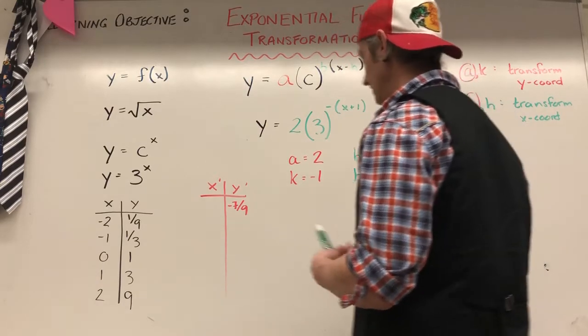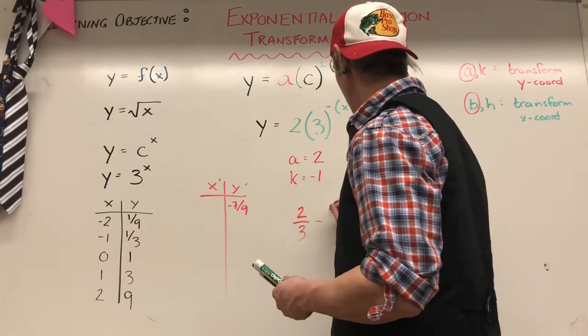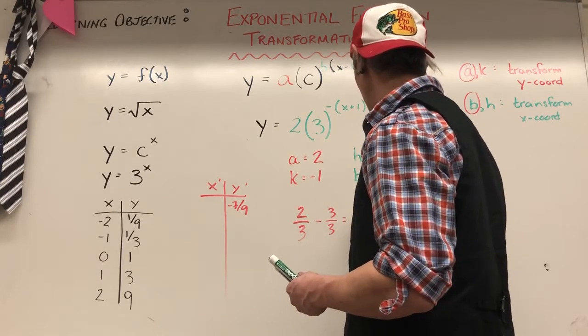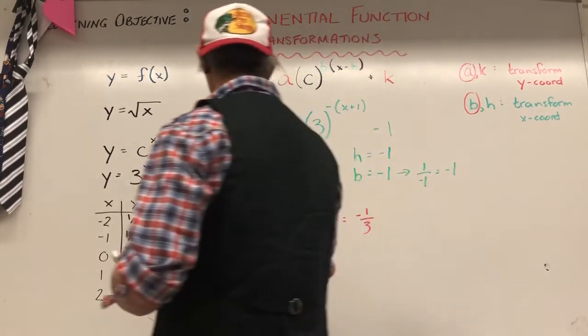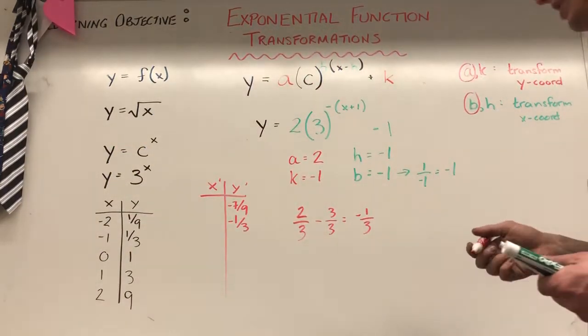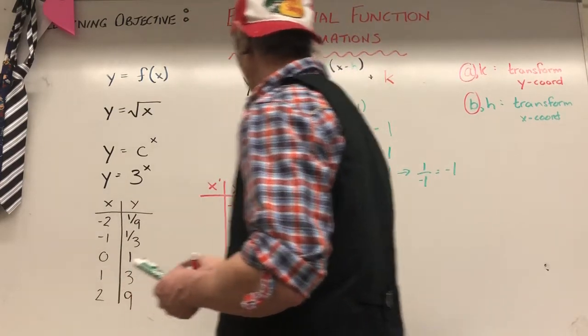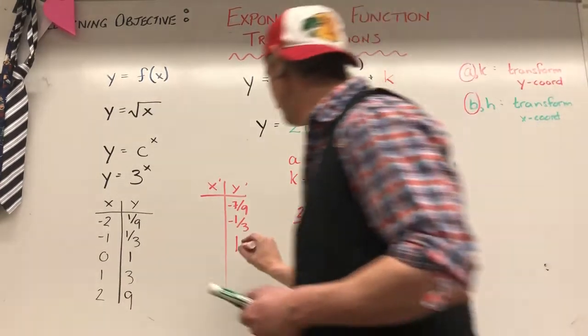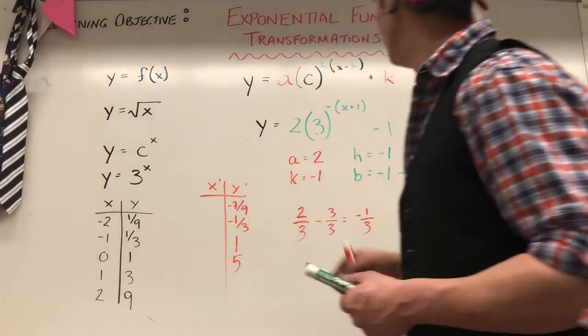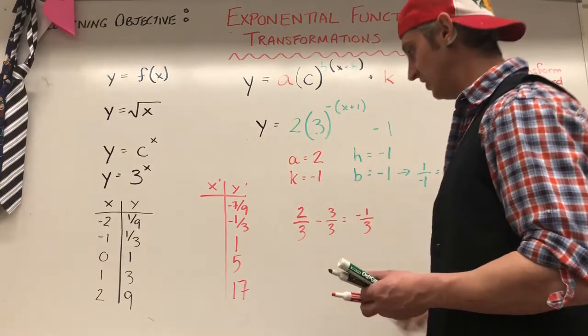1/3 times 2 is 2/3. Minus 1, minus 3/3, is negative 1/3. So this becomes negative 1/3. 1 times 2 is 2, minus 1 is 1. Easy. 3 times 2 is 6, minus 1 is 5. Easy. 9 times 2 is 18, minus 1 is 17. Easy. Okay. And you can see this gets parabolic.